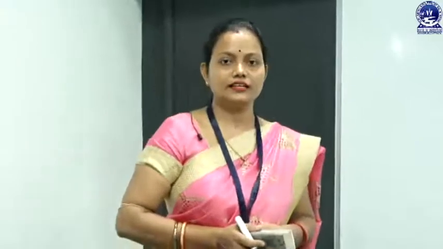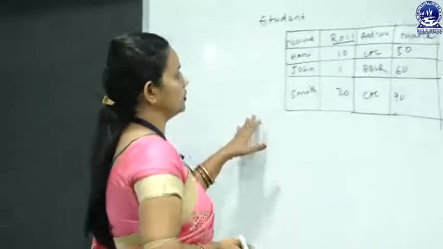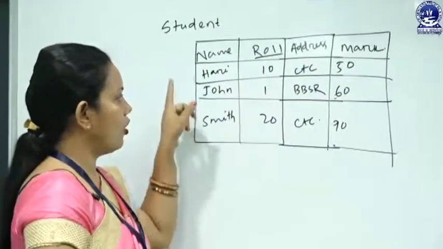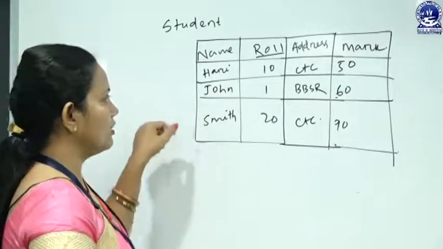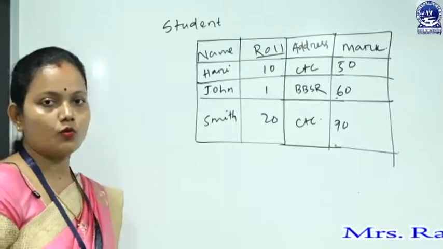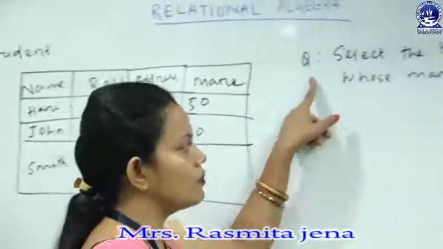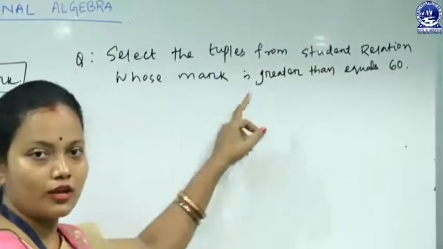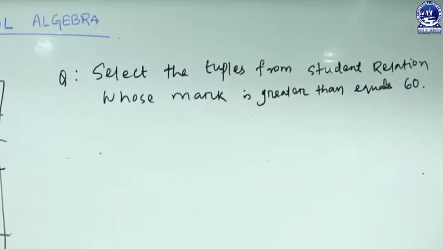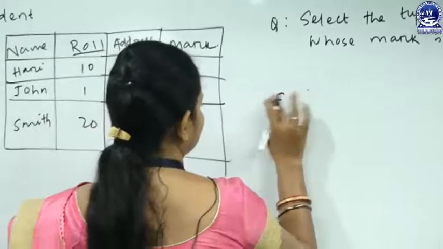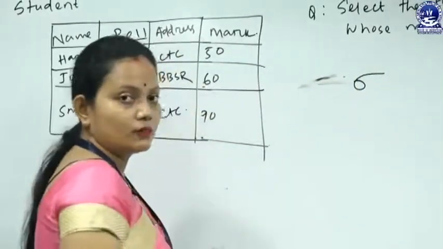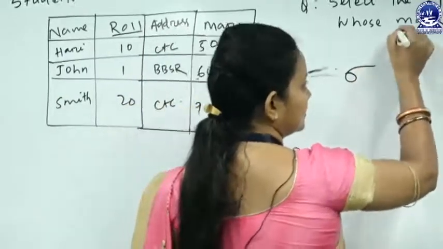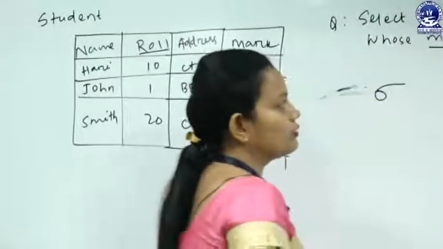Suppose consider a relation or table, that is a student table having attributes name, roll, address and mark, and these are the contents or tuples of the student relation. Here I will take 3 tuples, and suppose there is a query to select the tuples from the student relation whose mark is greater than or equal to 60. That means for this query we will write a select operation. Then what will the select operation be? Sigma. Sigma is the symbol used to represent the select operation. Then we must write the select condition. The select condition is: mark is greater than or equal to 60.